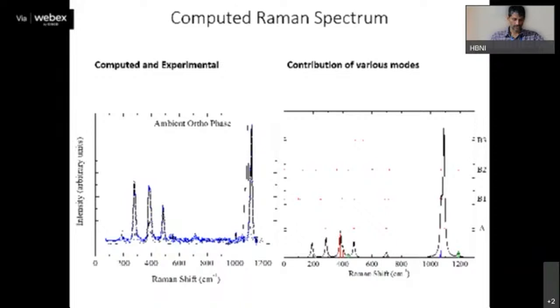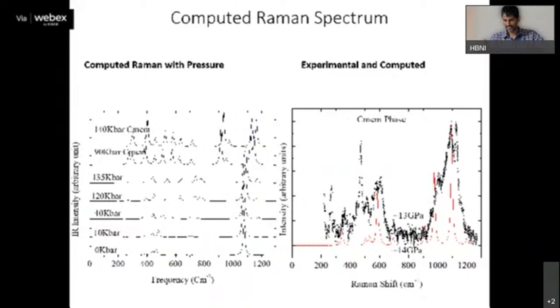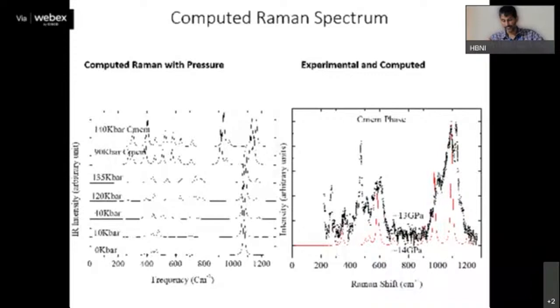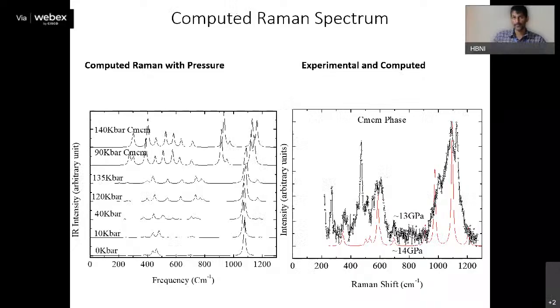In fact, in our study, this calculation of non-resonant Raman scattering cross section is used to determine the high pressure phase. This is the experimental data at high pressure, and without this simulation, it is almost impossible to identify whether these various peaks belong to the same phase or some different phase. When we did this simulation in a CMCM phase, you can see there are peaks which match the experimental ones. So this gives some idea that this structure may be transforming to a CMCM phase, in case of Raman scattering itself.